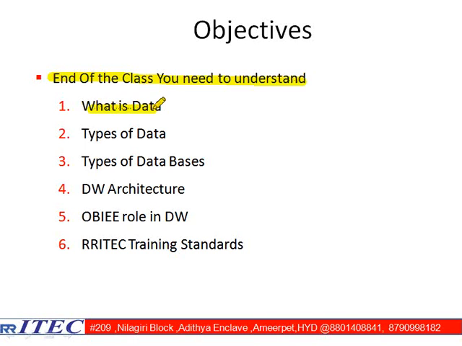So we are learning data warehouse, right? For that, what is data we are going to learn, and what are the types of data available? Next, types of databases available and data warehousing architecture. OBIEE role in the data warehousing. What are the standards we are maintaining? ITEC training standards. These are the 6 points we are going to understand end of my class.